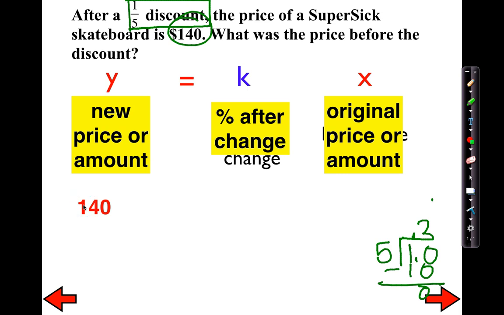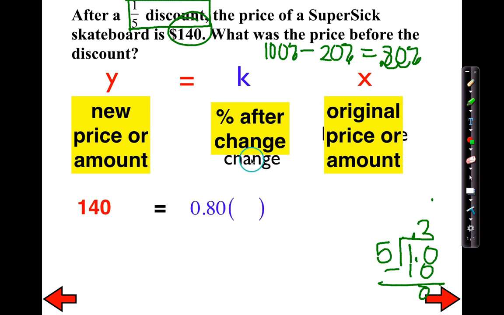That means if I get a discount of 20%, I am paying for 80%. And I can prove it to you. With 100% of the item, if I'm getting a discount of 20%, that is me subtracting 20%. So how much did I actually pay for? I only paid for 80% of it, which if you move the decimal over is 0.8. So I'm going to go ahead and say 140 equals the 8/10.